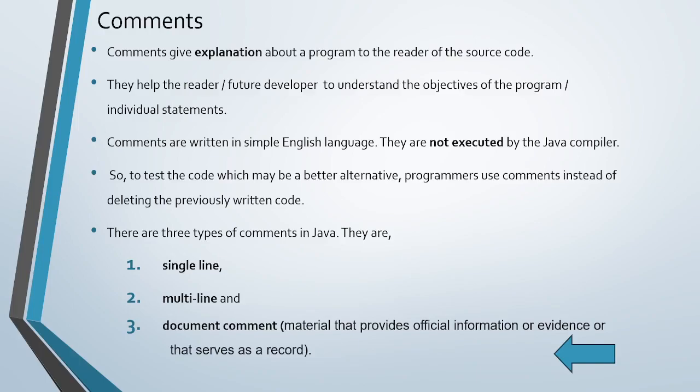They use it to test the code which may be the alternative of the already written code. So instead of deleting the previously written code, we can comment it out and then test the new code. And there are three types of comments in Java: single line, multi line, document comment. Document's dictionary meaning is material that provides official information or that serves as a record. So we'll be giving some record about the program or the project we have created.